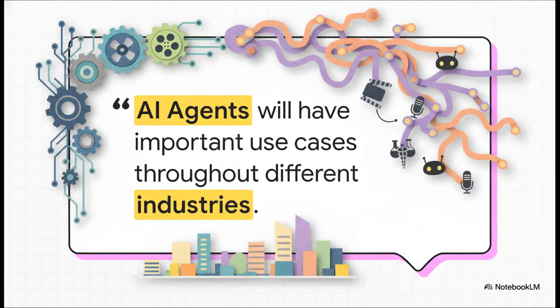To really anchor just how high the stakes of this generative AI revolution are, I want to kick things off with a pretty wild perspective. Juan Jose Lopez Murphy, he's the head of data science and AI at Globant, put it like this: AI agents will have important use cases throughout different industries. The more mature they are in their digital journeys, the more they'll act like software companies. I mean, let that sink in for a second.